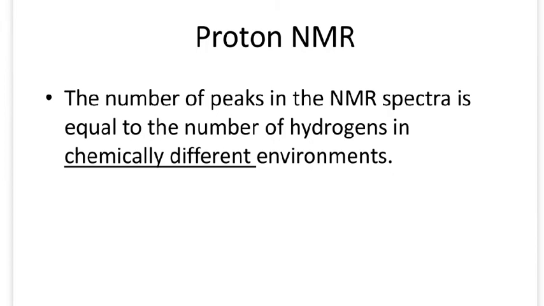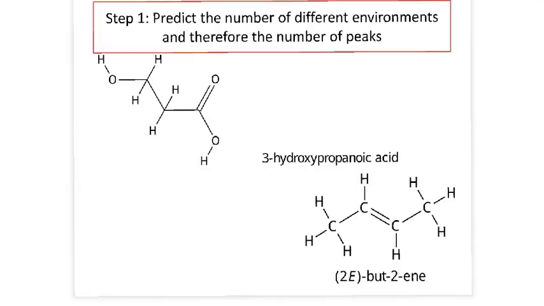So in proton NMR, just like carbon NMR, the number of peaks in the spectra is equal to the number of hydrogens in chemically different environments, and just like last time I've underlined that because it's really important, chemically different. So you can have 2 in the same molecule which are in identical chemical environments, you'd only get 1 peak. So once again I'm going to ask you to predict the number of different environments and therefore the number of peaks. So I'll talk you through 2 examples first.